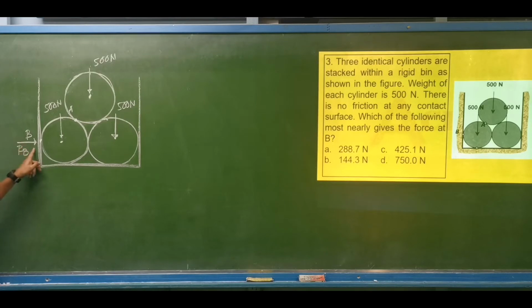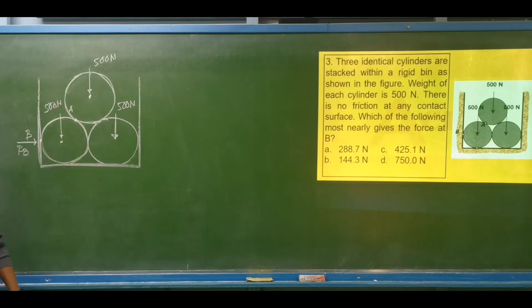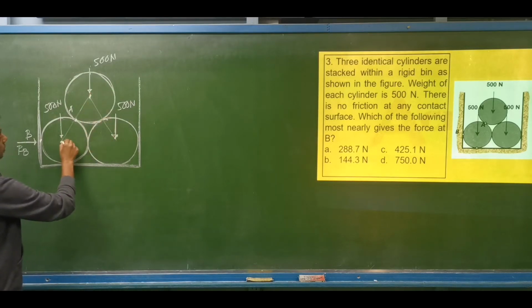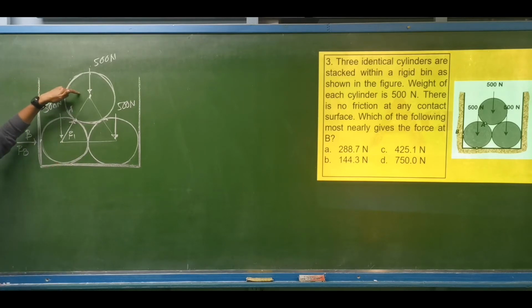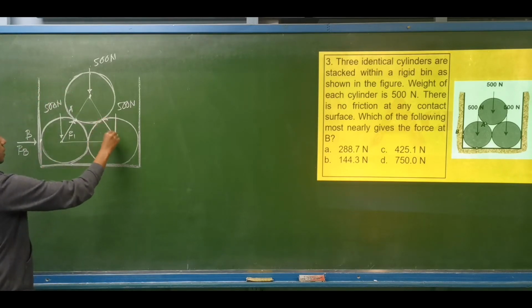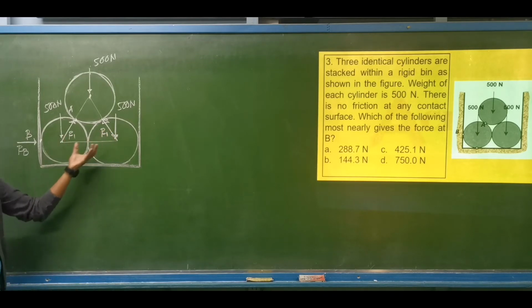To compute for R sub B, we first compute the transferred force from the 500 newton cylinder on top of the other two cylinders. If we connect the centers of these three identical cylinders, we form an equilateral triangle. Let's say this is reaction number 1, the reaction of the cylinder to the weight of the cylinder on top. The same on this side. Since they are identical, if this is R1, this is the same R1.